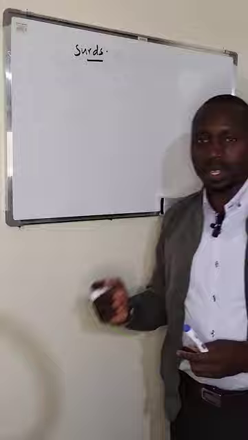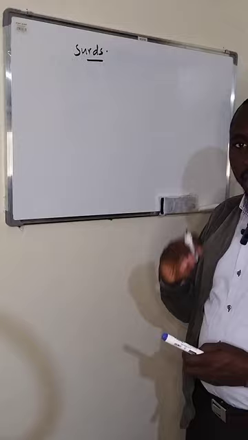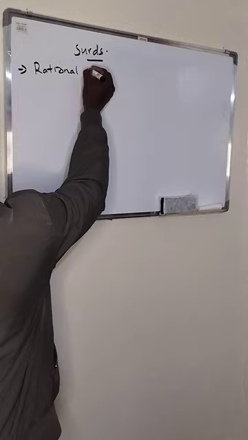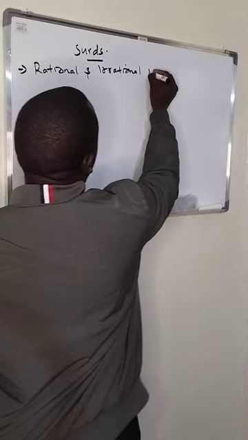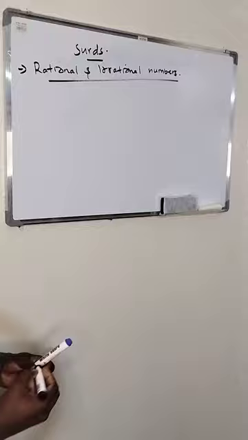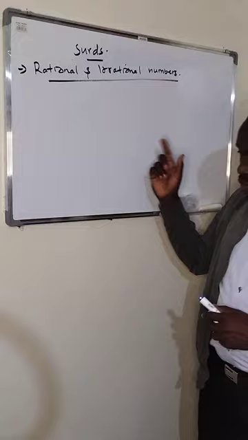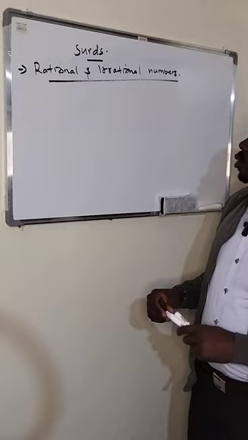In Surds, what do we need to know? Number one, a Surd represents what we talk about: rational and irrational numbers. So we will derive the topic surds from the classification of numbers into two, either a rational or an irrational number. For rational numbers, you expect that the number is going to have an exact root.